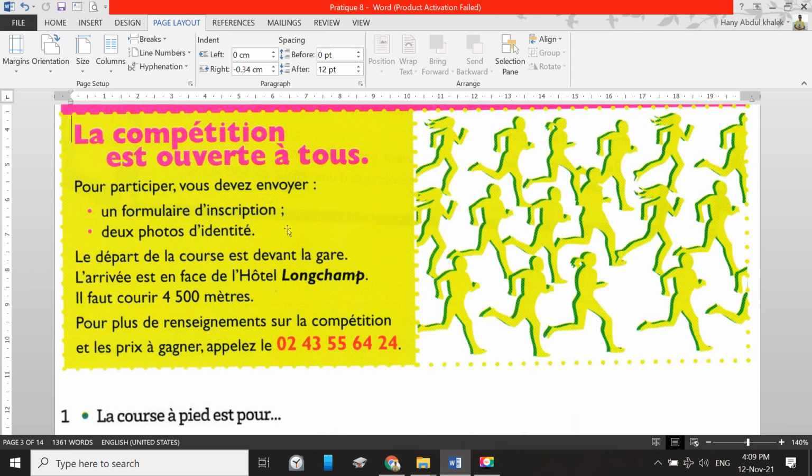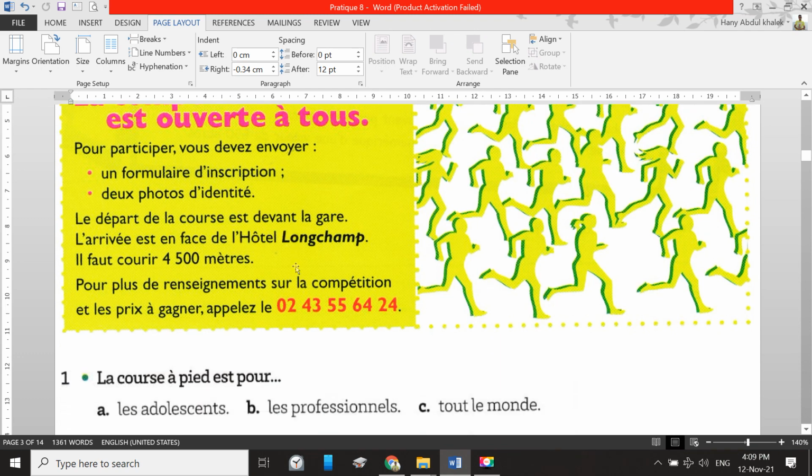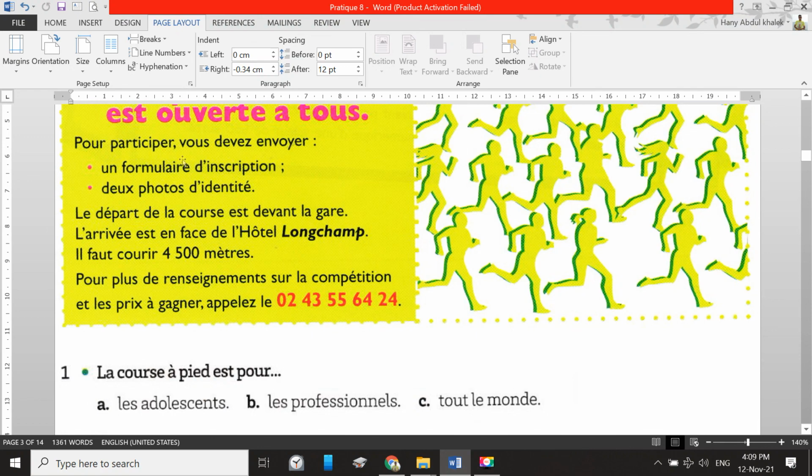Okay, and you fill this application with your personal information. Ça, c'est un formulaire d'inscription. 2 photos d'identité, 2 small photos of identity. Okay, it's the small one, 4 multiply 6, if I remember well, 2 fois 4. Okay, here. Le départ de la course est devant la gare. Okay, here, this is to participate in this course. You have to bring these 2 things.